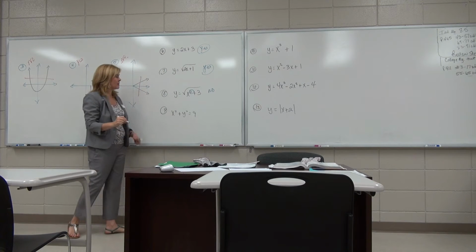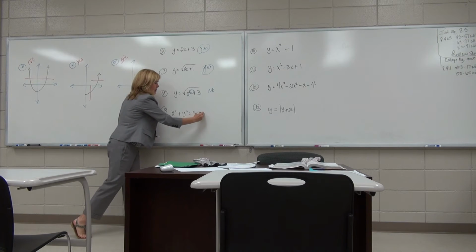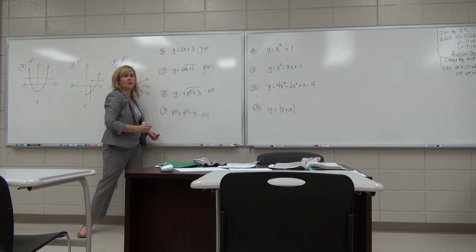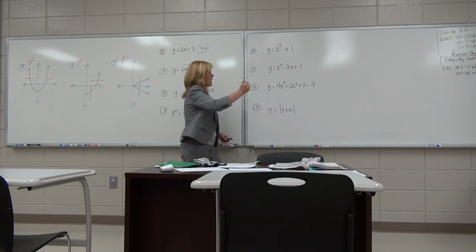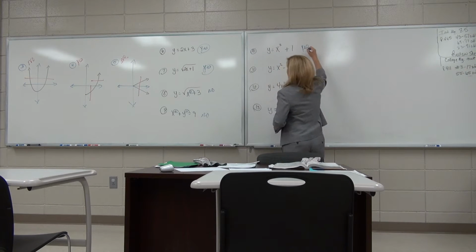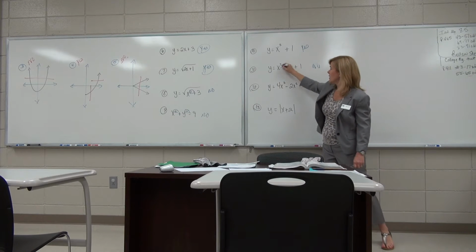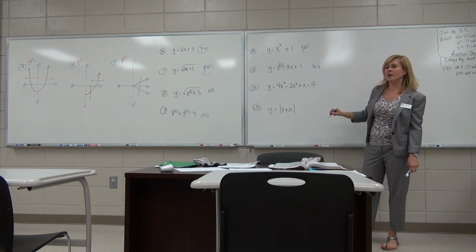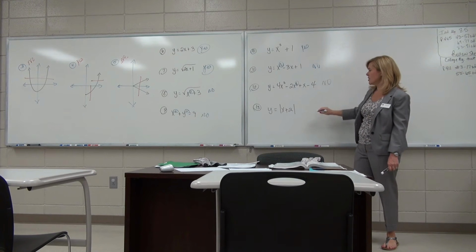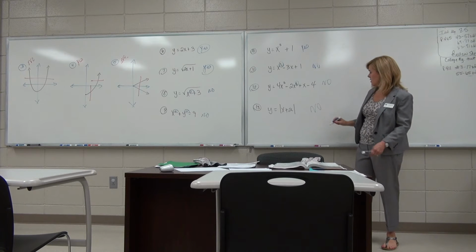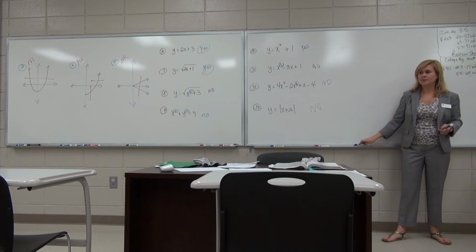It would not be one-to-one. What about 9? No, you've got even exponents, right? What about 10? Yes, no even exponents, no absolute values. What about 11? No, you've got that even exponent. What about 12? No, you've got an even exponent. What about 13? No. Good. So is everybody okay? Tell them it's a one-to-one function.